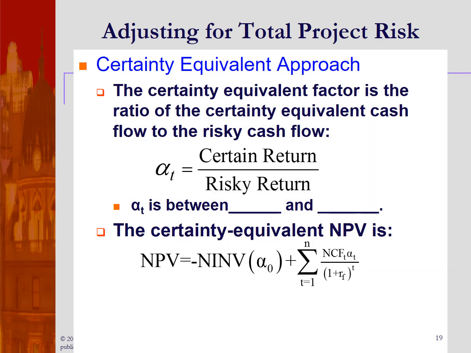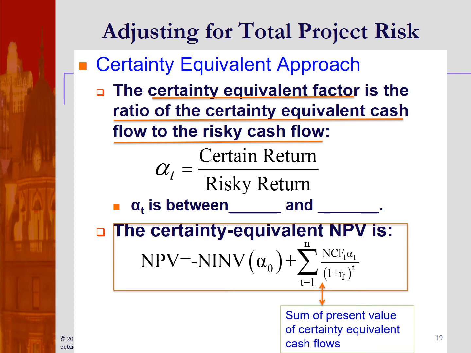A certainty equivalent factor, defined as the ratio of the certainty equivalent cash flow to the risky cash flow, is applied to obtain the certainty equivalent net present value. The certainty equivalent factor is between 0 and 1 because the worst case is that you are going to get 0 out of the expected cash flows for sure, and the best case scenario is that no uncertainty is associated with the expected cash flows.